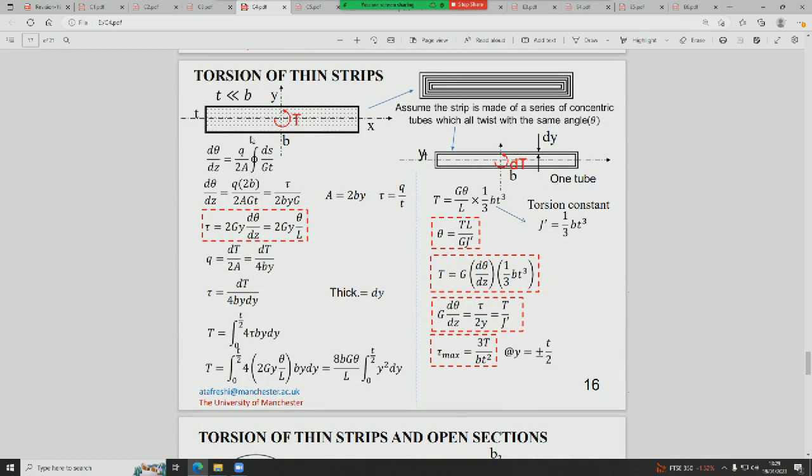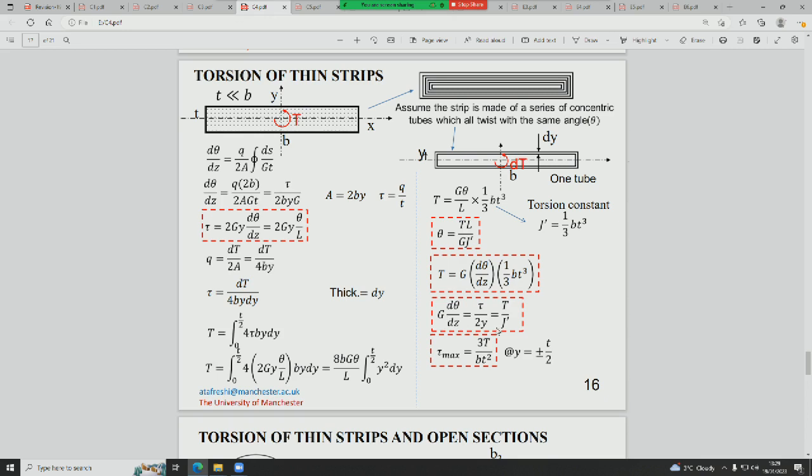So I started with analysis of a thin strip subject to torsion. So we have this equation, and I think I wrote it out. This is the best one. So you have this equation to find the angle of twist or rate of twist, the shear stress, and obviously the two we are after.